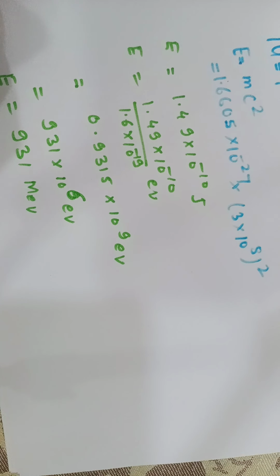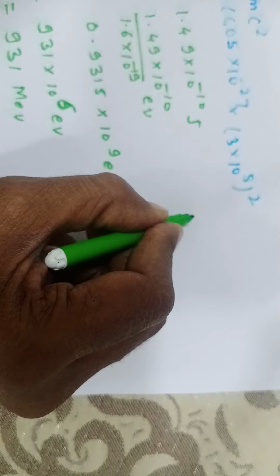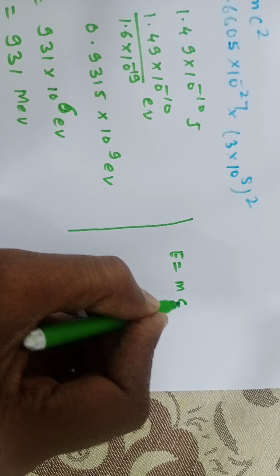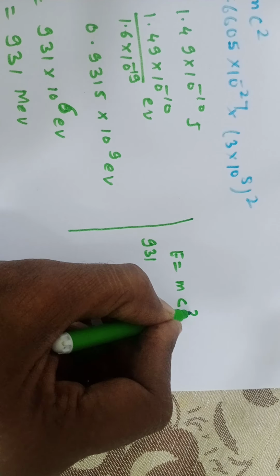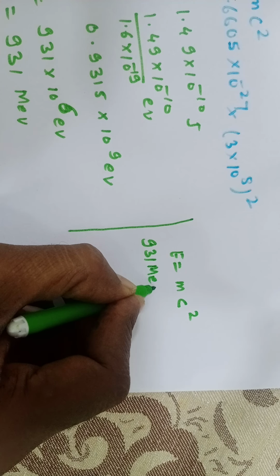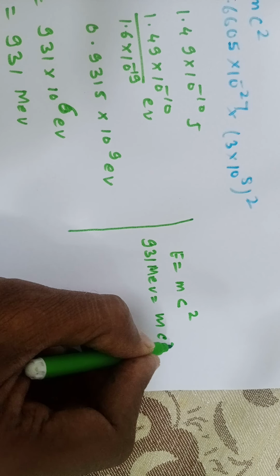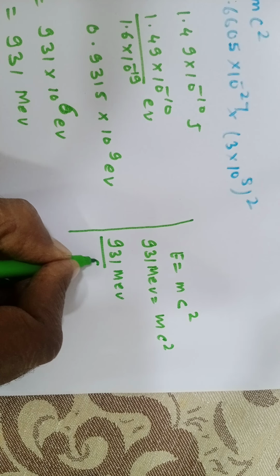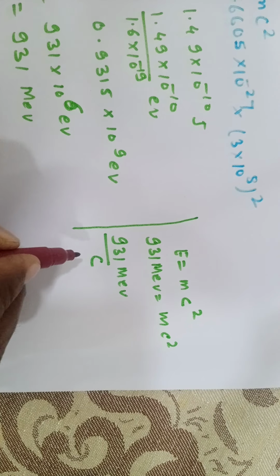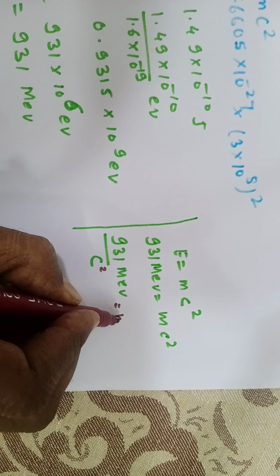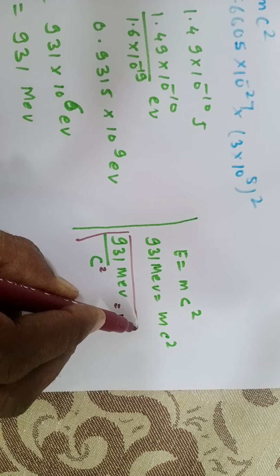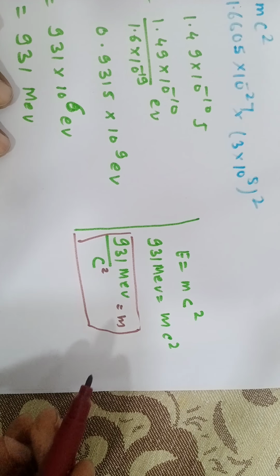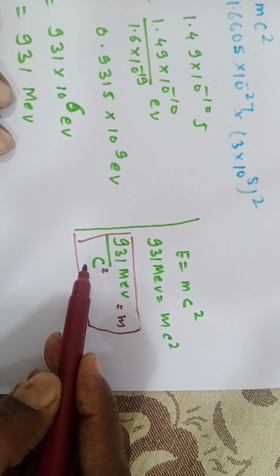Now 1 u energy is this, so we can convert this energy. If we write E = mc², the energy is 931 MeV, so 931 MeV = m c², so we can write m = 931 MeV / c². So we have this relation: 1 u = 931 MeV / c².